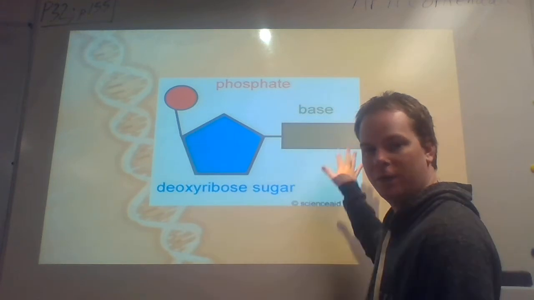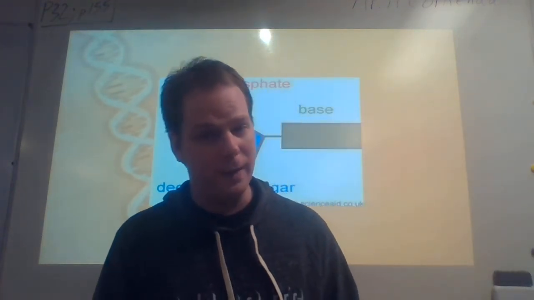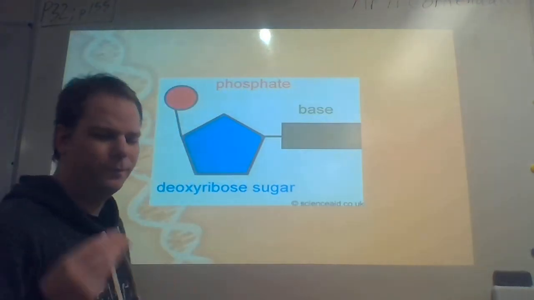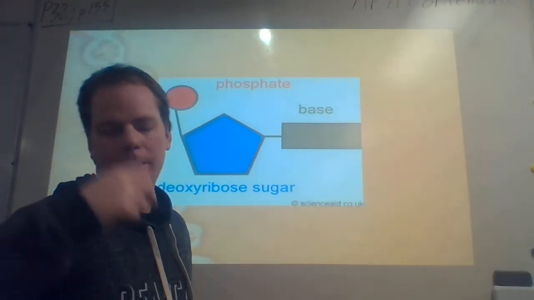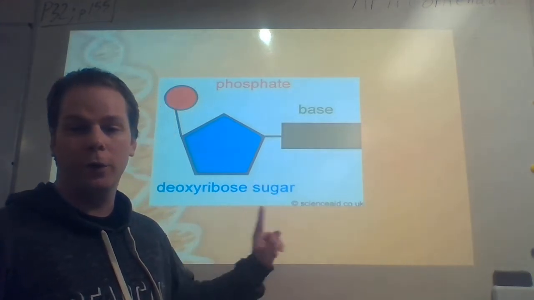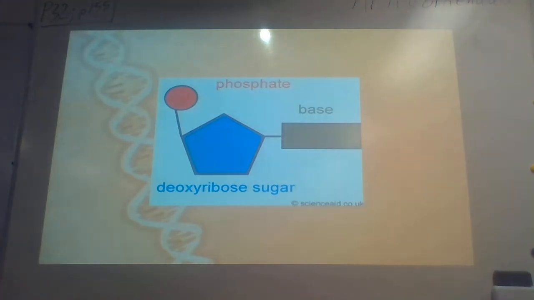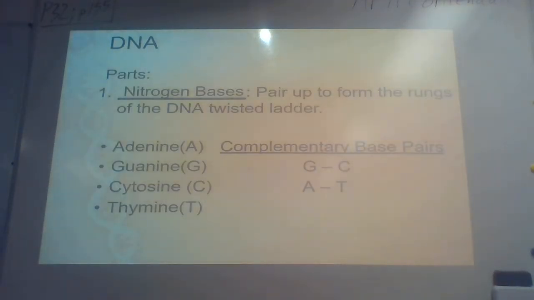But this is the monomer. This whole thing is the monomer for DNA, and for RNA, except that this sugar is different in RNA. Which I'm sure wasn't confusing at all. Man, I butchered that. Okay, so DNA has 4 kinds of base pairs.